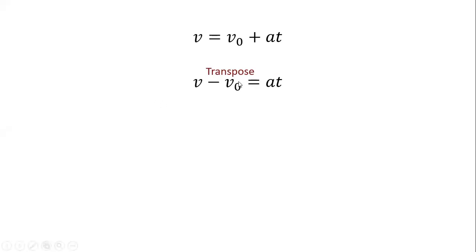Okay, so v naught from positive will become negative, so it will have a negative sign. Our formula now is v minus v naught equals minus a t. Now, what's next? What happened here? Our equation now became v minus v naught all over a is equal to t. What happened here? What do you think?